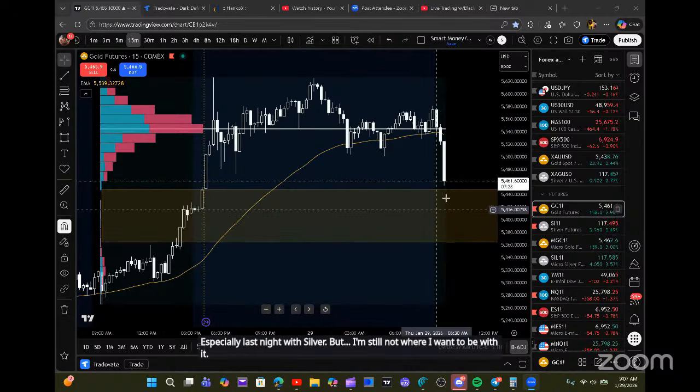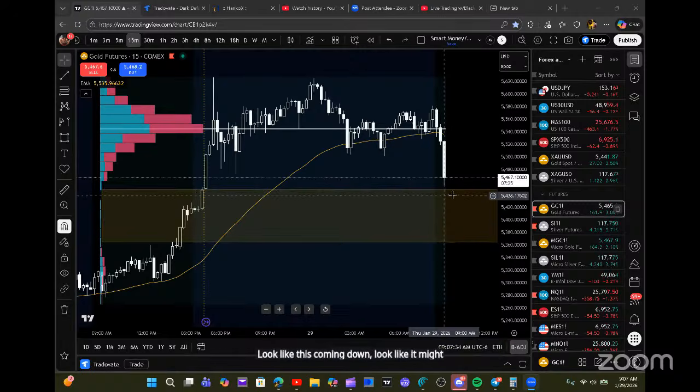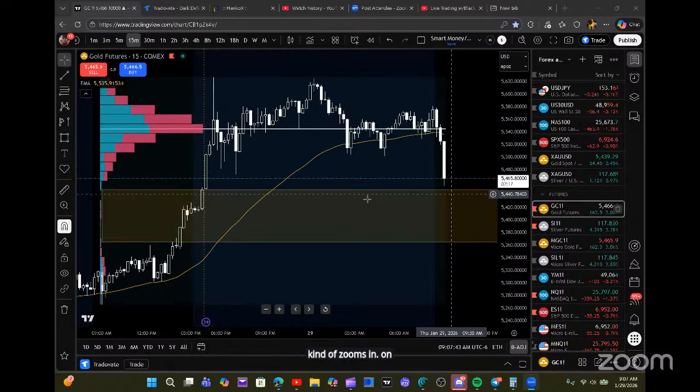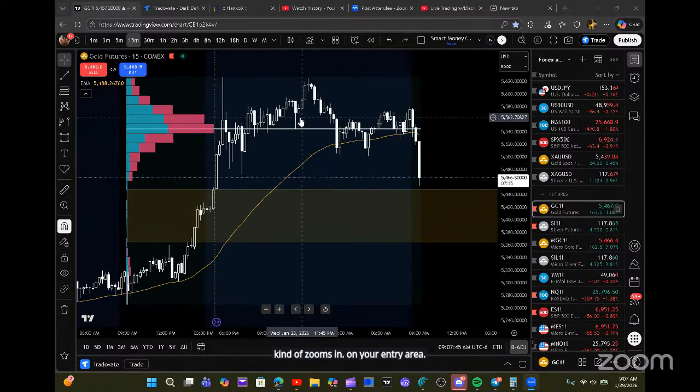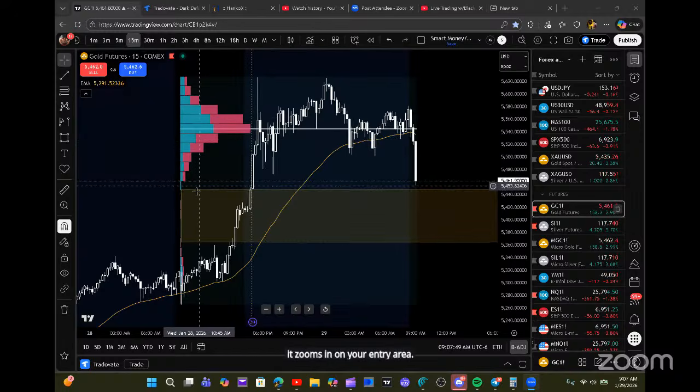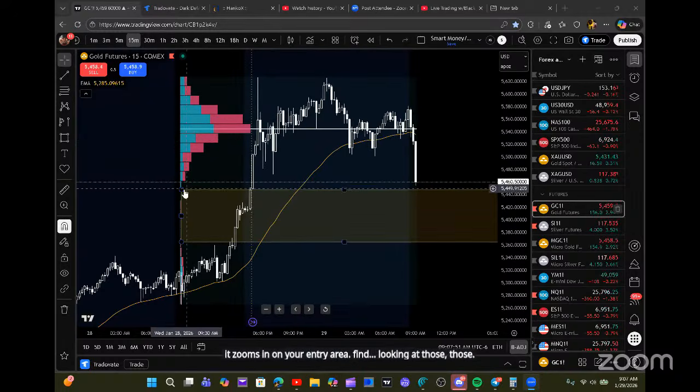Looks like this coming down, it might give us an entry. See how it kind of zooms in on your entry area, finding those low volume nodes. That's what they call it.